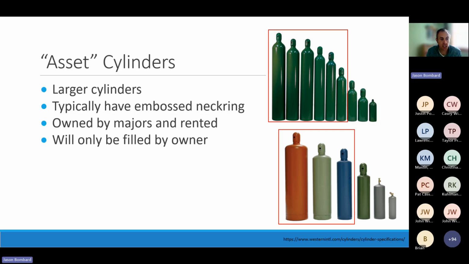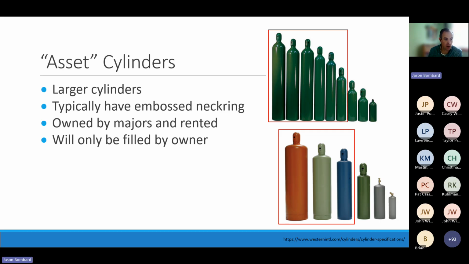Another term you'll hear in the industry in reference to cylinders is asset cylinders. These are larger cylinders that typically have the owner's name embossed on a neck ring that holds the cap. Most of these are owned by the gas suppliers and rented to their customers, and the owner is the only one that'll take that cylinder back to refill it.